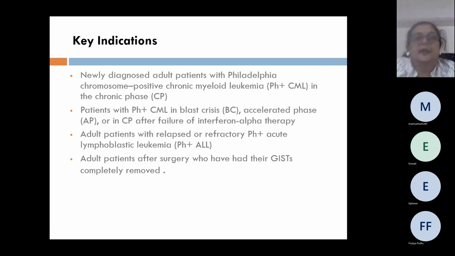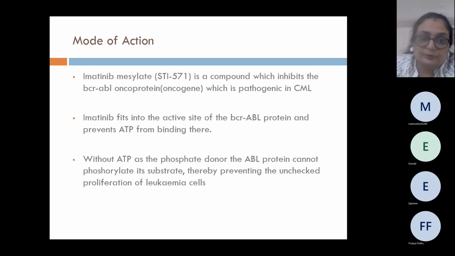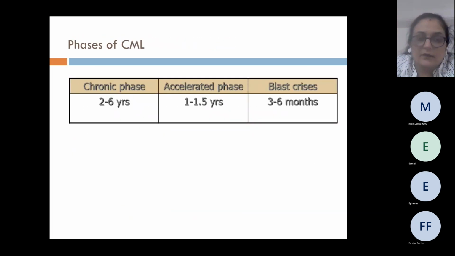So what are the indications of imatinib? It is used for newly diagnosed adult patients with Philadelphia chromosome positive CML, that means Ph positive CML, in the chronic phase. So basically, imatinib can be used for newly diagnosed patients who are in the chronic phase. What do you mean by the chronic phase? I showed you, chronic phase is the first phase which will last for 2 to 6 years.